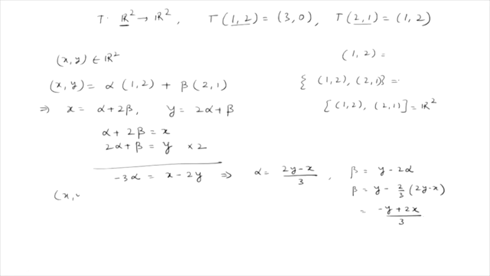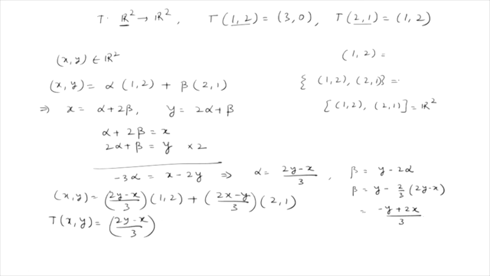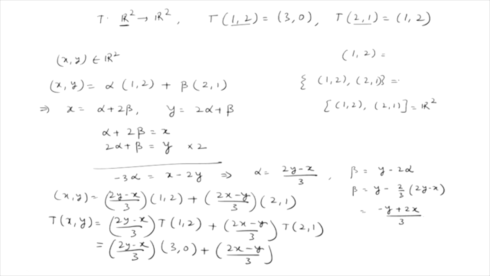Now this (x, y) is alpha times the first vector and beta times the second vector. Alpha is (2y minus x) upon 3 times (1, 2), plus (2x minus y) upon 3 times (2, 1). Now what is T of (x, y)? Since T is linear, it is (2y minus x) upon 3 times T of (1, 2), because it is a scalar, plus (2x minus y) upon 3 times T of (2, 1). T of (1, 2) is given here as (3, 0), and T of (2, 1) is given as (1, 2). Now you can simplify this and easily find T of (x, y). In this way we can find a linear transformation T from R2 to R2.